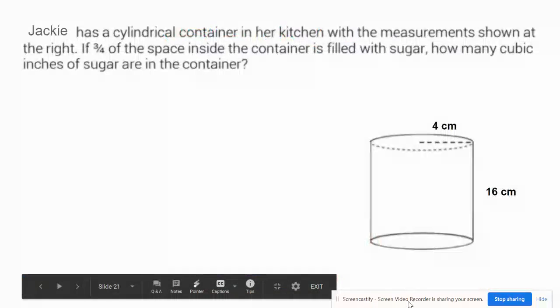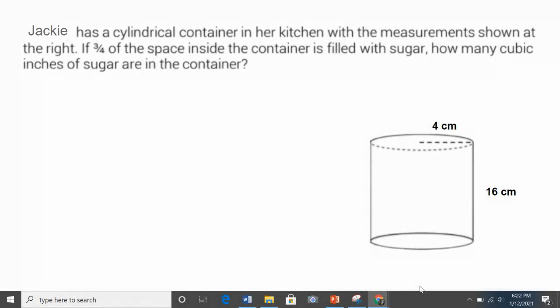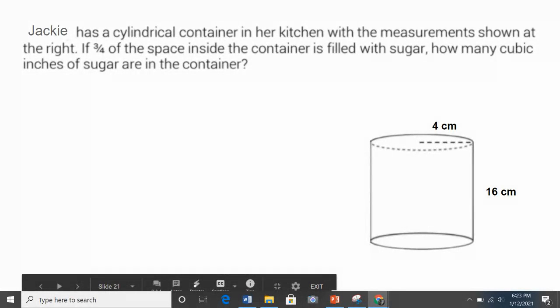This example reads, Jackie has a cylindrical container in her kitchen with the measurements shown at the right. If 3/4 of the space inside the container is filled with sugar, how many cubic inches of sugar are in the container?